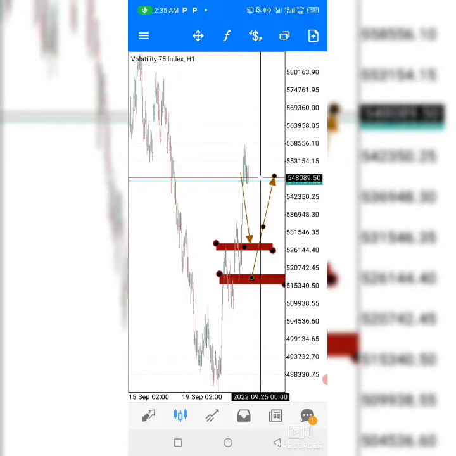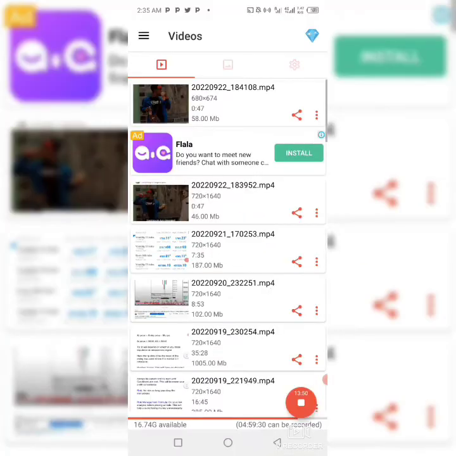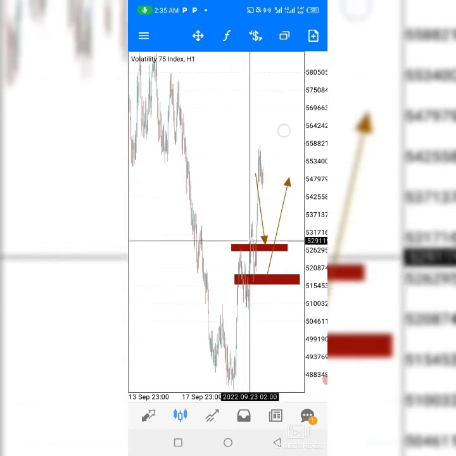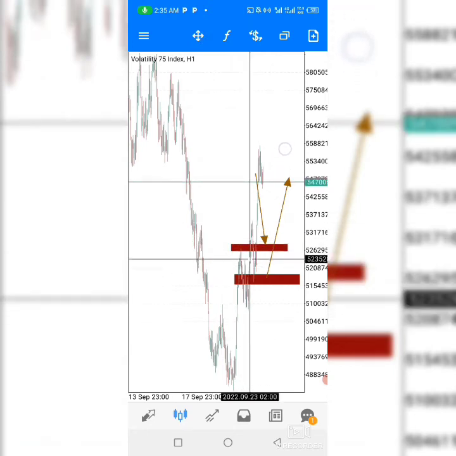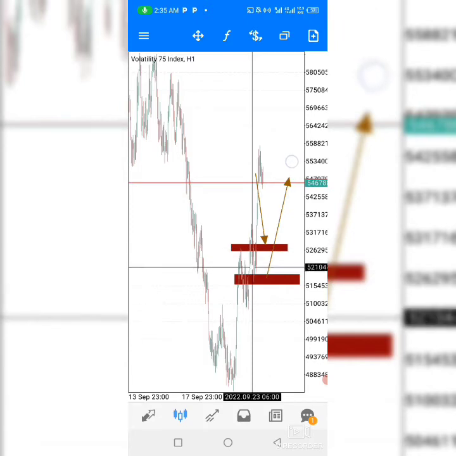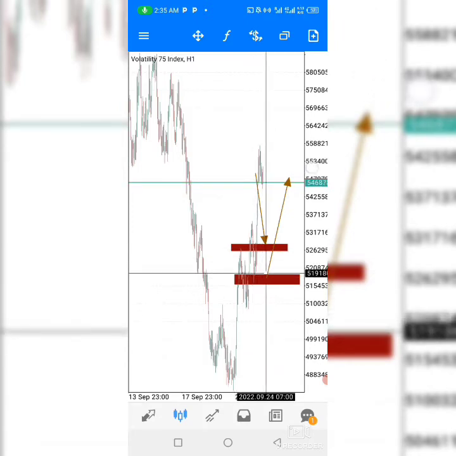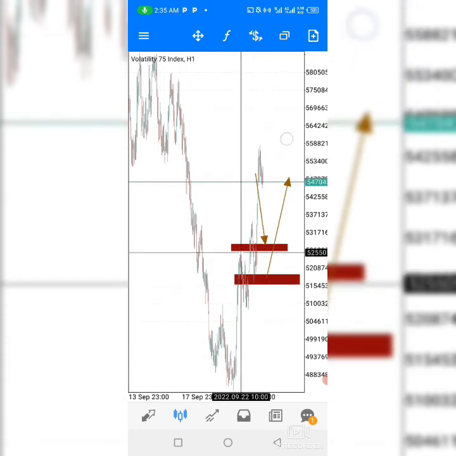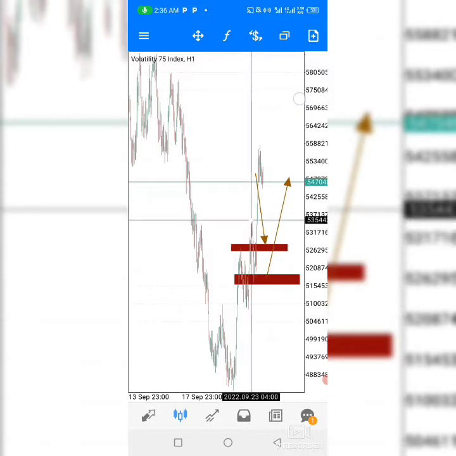Okay, so we are waiting for price. We are waiting for price to come here, and then we do a kind of backtest to see if it will have support here to buy. It might come here and try to have a support, just like when this market broke here, it went up.